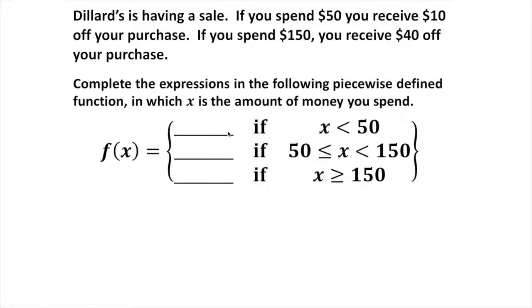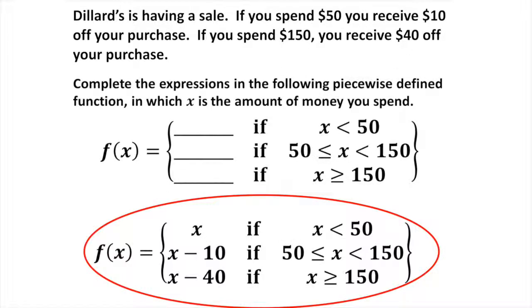Now if I spend between 50 and 150 on this one, then I get $10 off. So x would be the amount that I would spend, and I get $10 off, so it'd be x minus 10. And then finally, if we spend over 150 or equal to 150, then we get $40 off, so that would be x minus 40. So we have x minus 40 here, x minus 10 here, and this one's just plain old x. If we spend $40, we have to pay $40, that's it. We're not assuming any tax at this point.